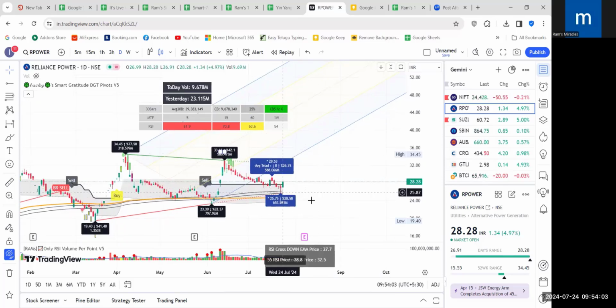This is called bottom fishing. So if we have taken entry at this price, that is 27.70, because the high of this candle is 27.69. So if we have taken entry at 27.70, then we can consider it as bottom fishing.